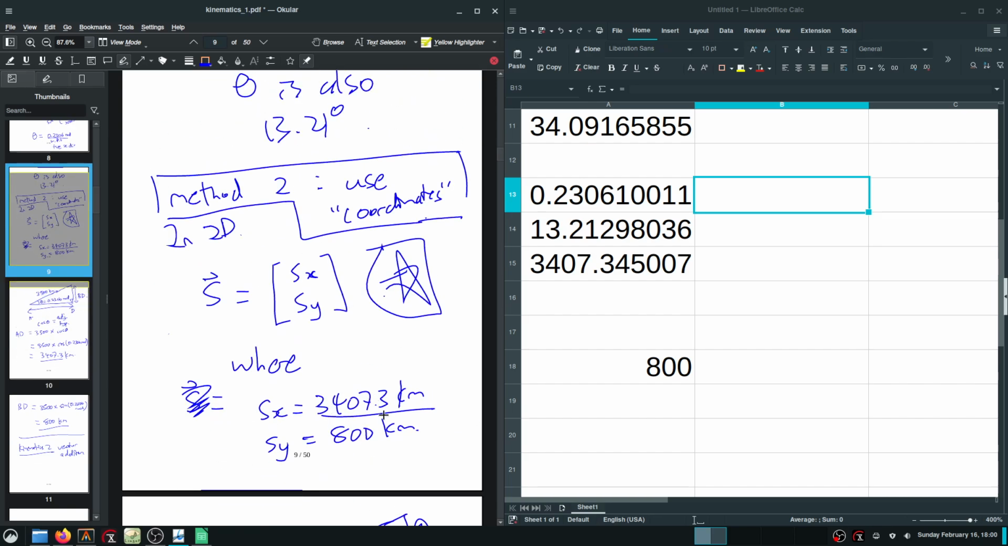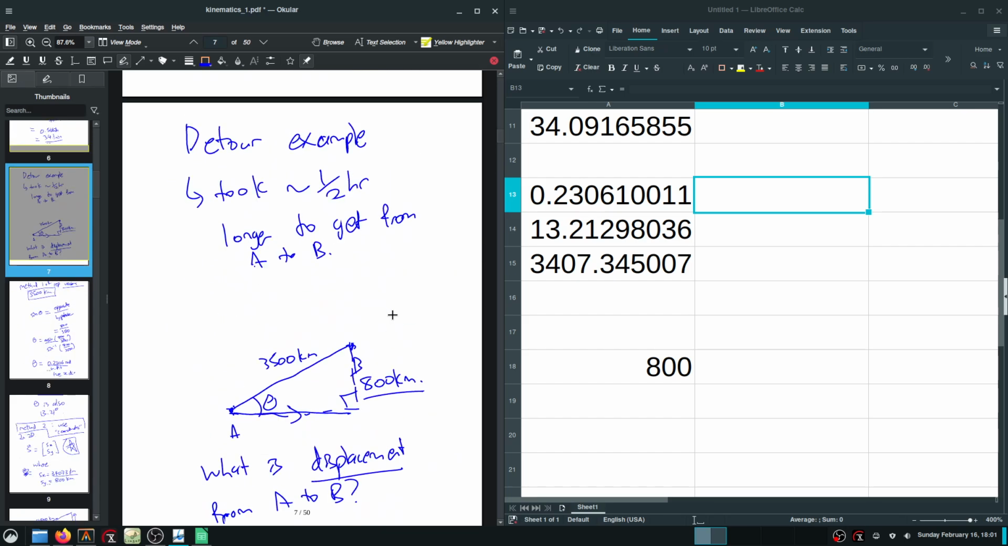at least it separates it out into how far you travel in the x direction, and then how far you travel in the y direction. Okay, so why do you want to do it like that? It makes vector addition easy. It makes vector addition easy.